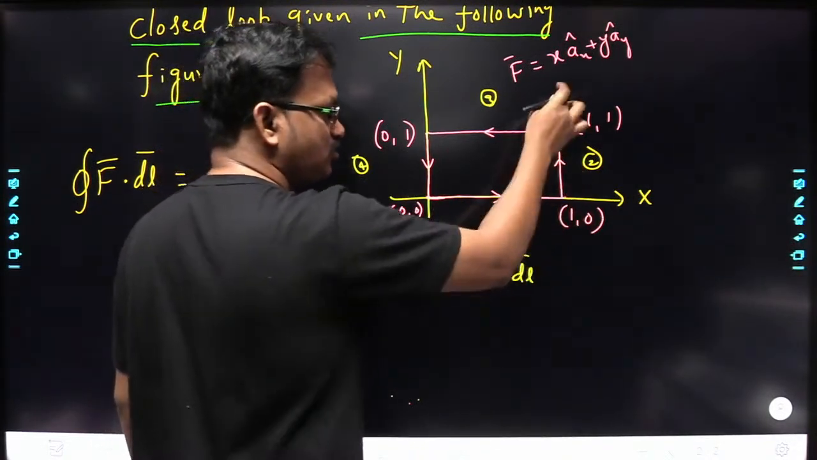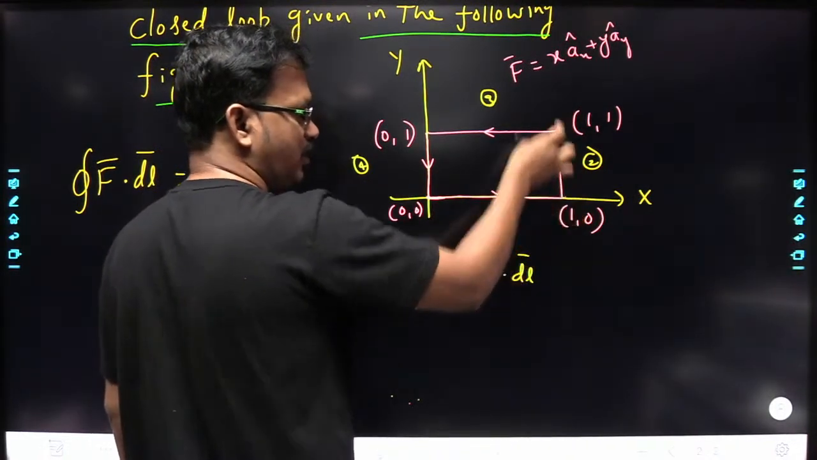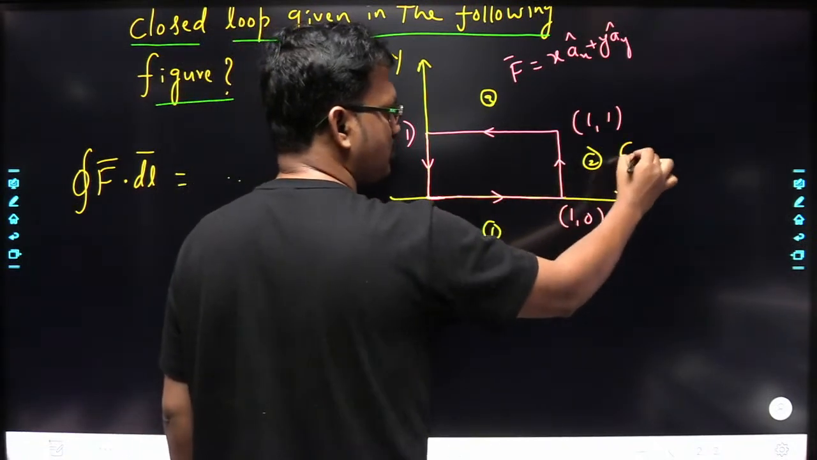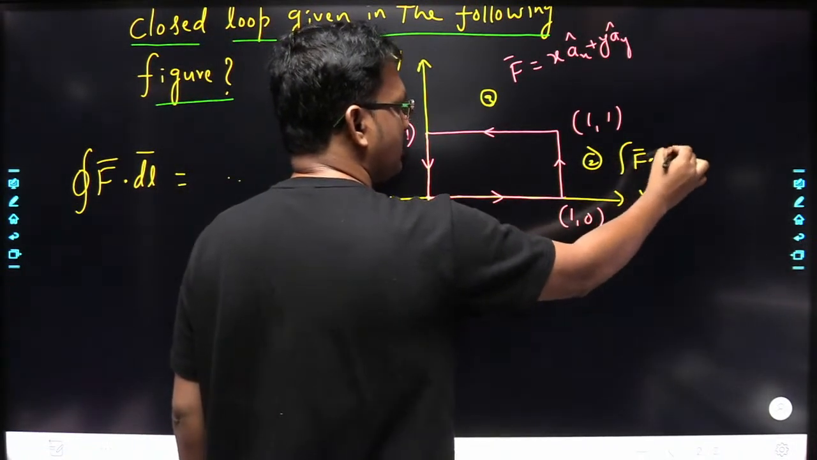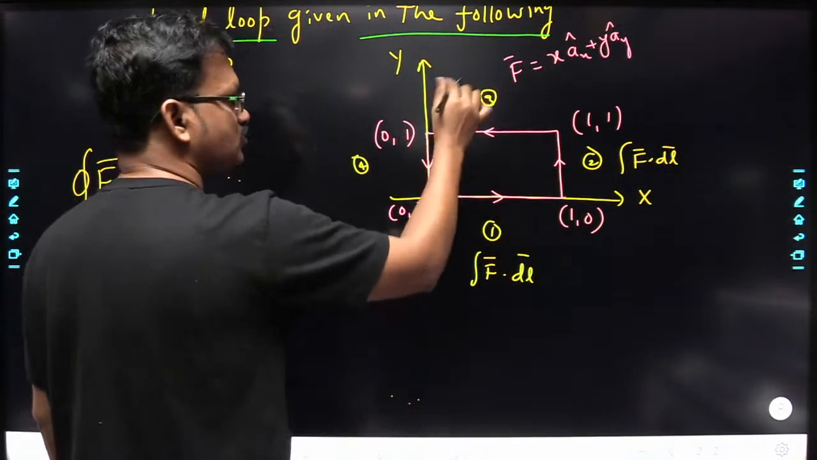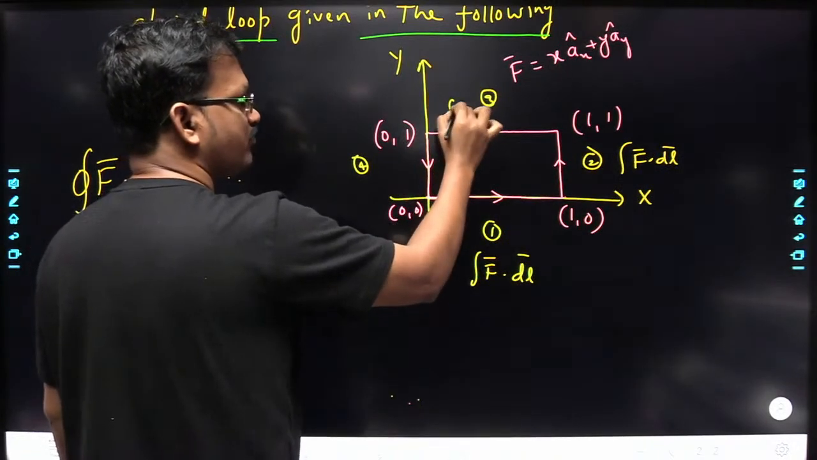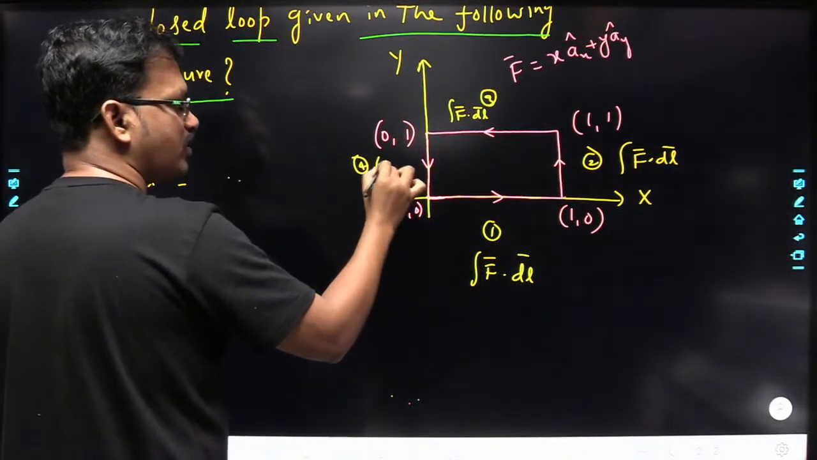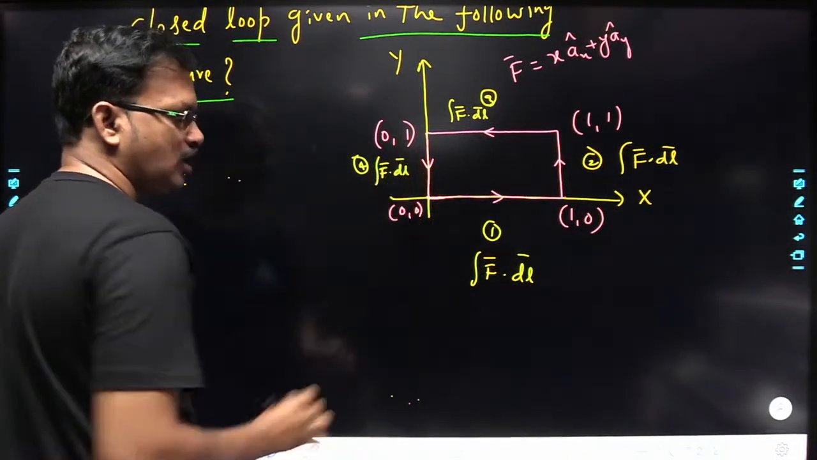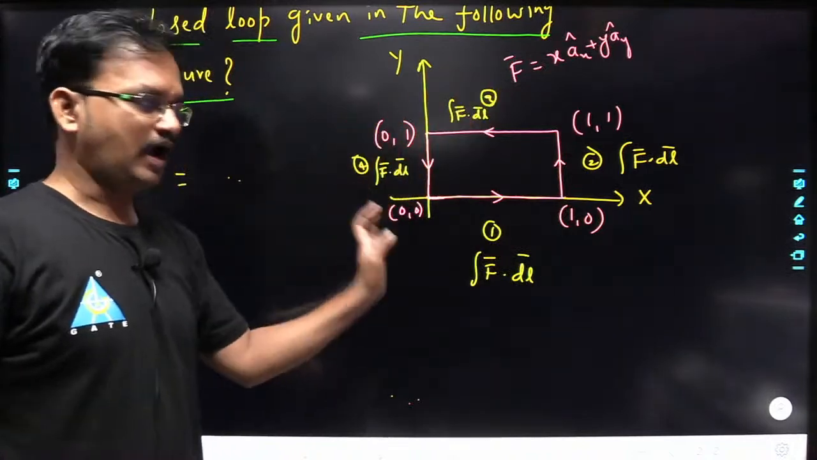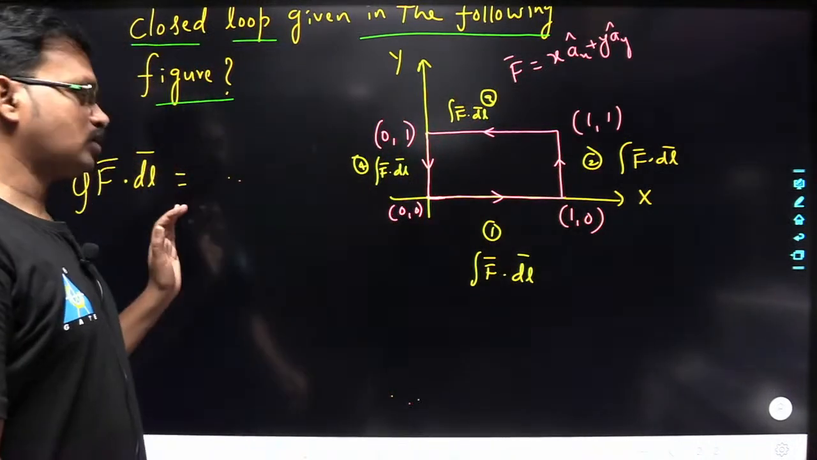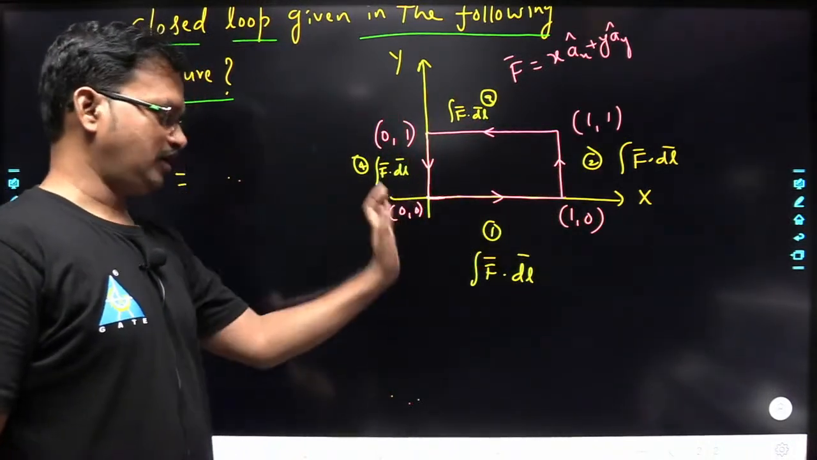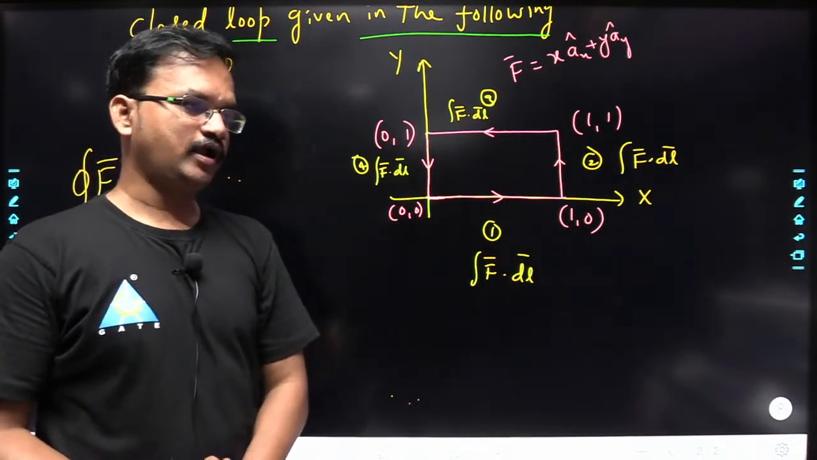Similarly you have to determine how much of the field is aligned along this line. That means here also you have to determine integral F bar dot dl bar. From here to here also, and from here to here also, you have to determine F bar dot dl bar. If you add up all of these, you are going to get the circulation of the vector field around this closed loop.